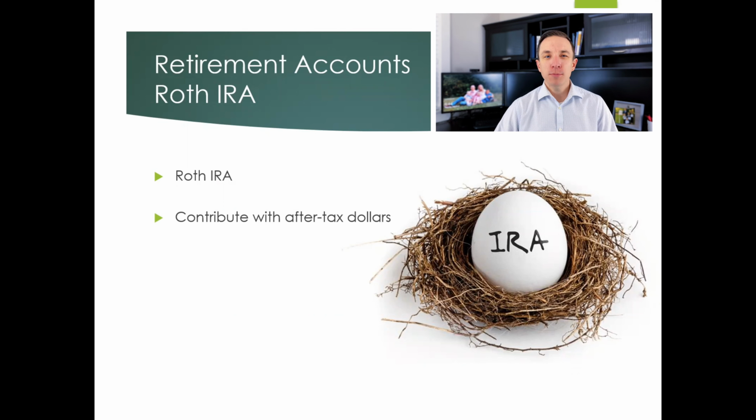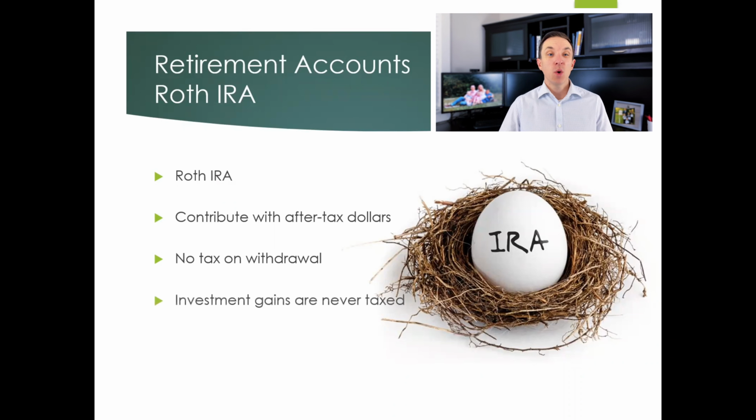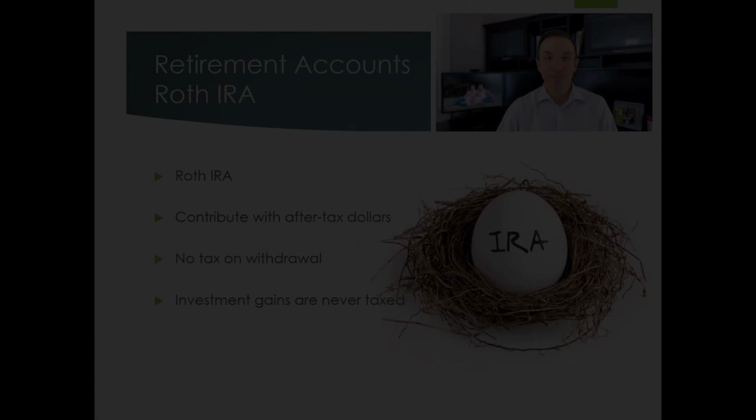When you make contributions to a Roth IRA, you don't get to deduct them from your taxes. Instead, you contribute to your Roth IRA with after-tax dollars. The benefit is enjoyed on the back end when you're able to pull that money out of your Roth IRA without paying taxes later, because you already paid them on the front end. So with a Roth IRA, you never pay taxes on the investment gains, which is a pretty amazing deal.